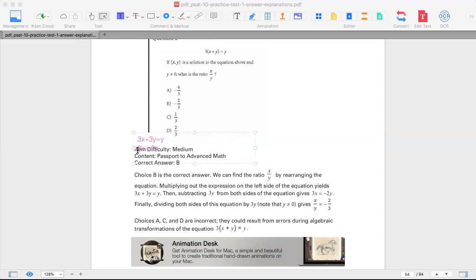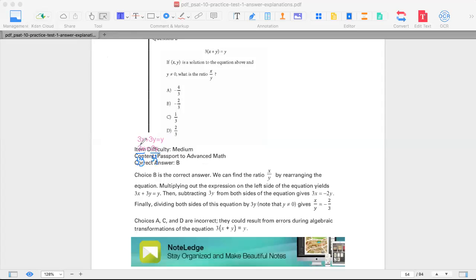I will write it to you here. If I divide by 3y, the 3 will cancel the 3 here, and y will be cancelled here. So now I got x over y is equal to negative 2 over 3. So now we learned that when I want to put x over y, I take a number from here. Let me do it again.